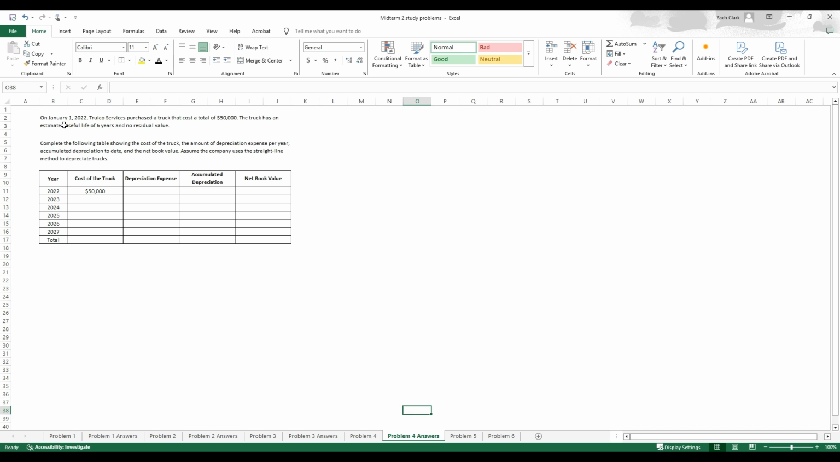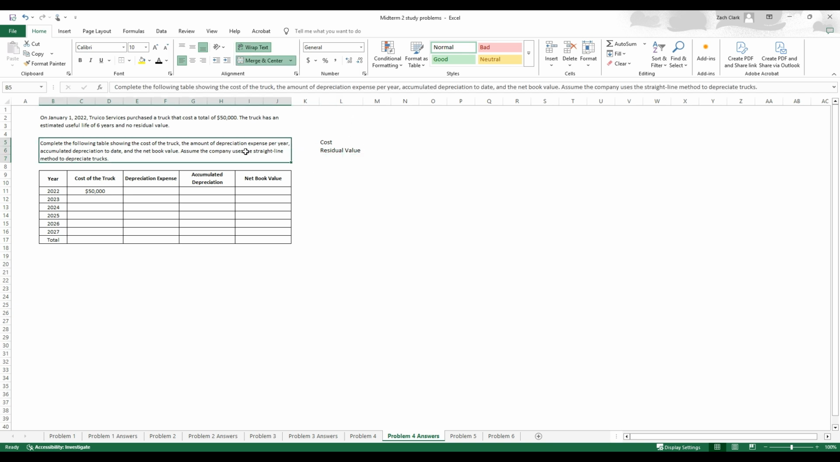And so in this problem, we say on January 1st, this business purchased a truck for $50,000. We've got a useful life of 6 years with no residual value. And we're going to input the depreciation expense, accumulated depreciation, and net book value over the life of this asset. And so maybe the first thing I want to highlight is the formula for depreciation, essentially. It's the cost minus the salvage value or residual value. In this case it means the same thing. We'll use residual value because the problem does as well.